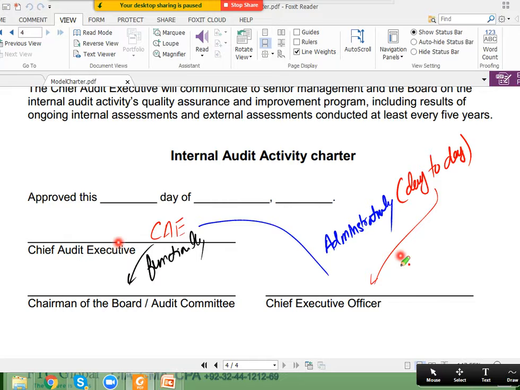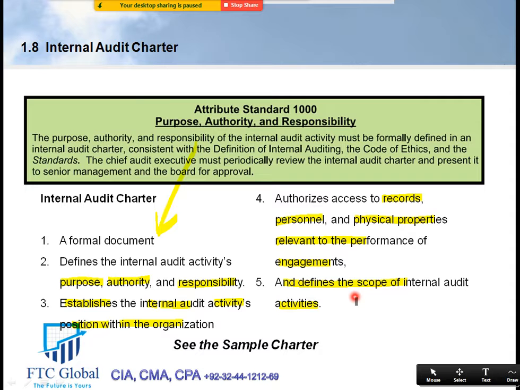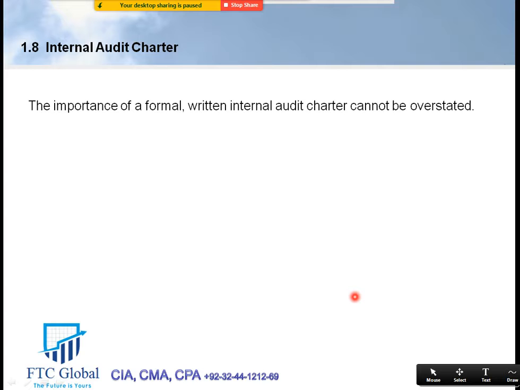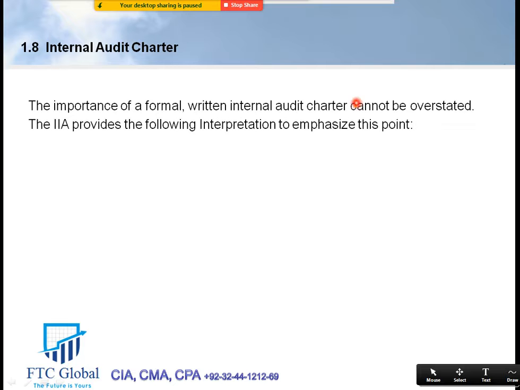So we have a very clear understanding that the internal audit charter is a formal document drafted to define the internal audit's purpose, authority, and responsibilities: what work they can take, what their scope is, what records, people, and physical properties they can access, and what their position is within the organization. That's very important. The internal audit charter is a must, because if there is any confusion or conflict between the management and the board, the audit committee and the chief executive officer, then this charter can remove ambiguities and doubts. So the importance of a formal charter cannot be overstated.